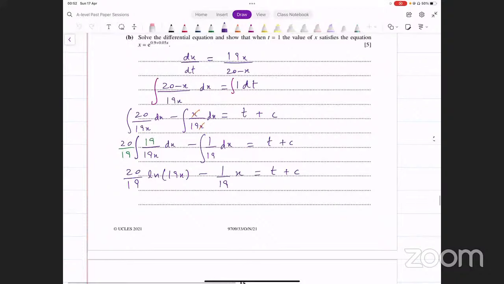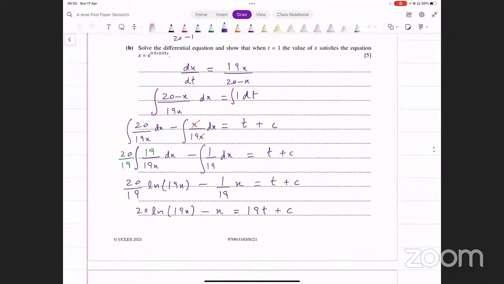19 से मल्टीप्लाई करते हैं पूरी इक्वेशन को. What does that give us? That gives us 20 ln of 19x, let's check this again. Yeah, so minus x that equals 19t plus c. That's what we end up getting. ठीक है. What do we do now?